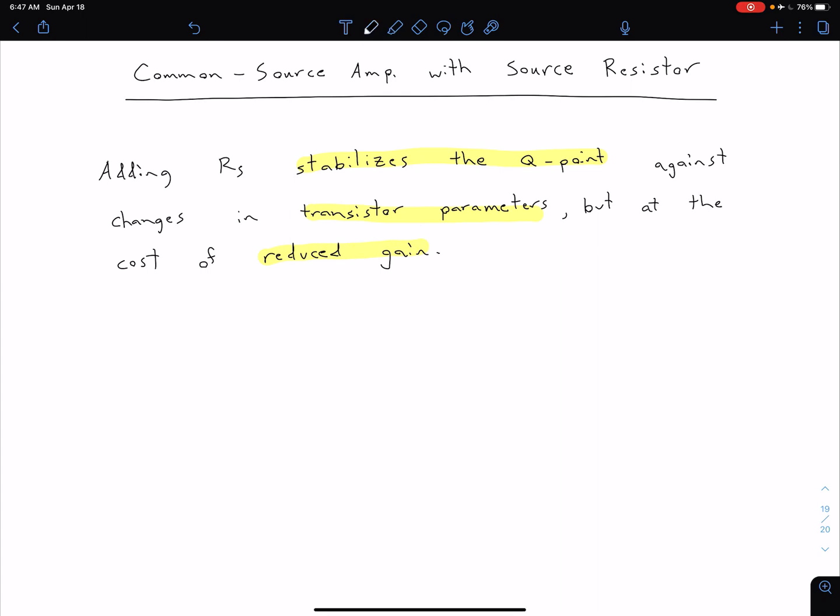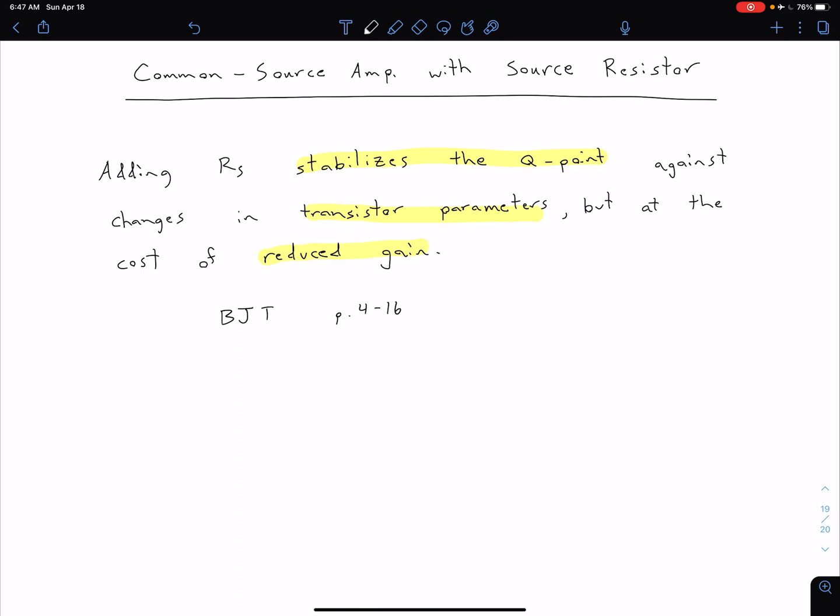That should sound very familiar because we saw the same type of thing when we were looking at our BJT circuits, specifically our common emitter circuit when we added an emitter resistor. You can see page 4-16 in the notes for some more details and a refresher on that.